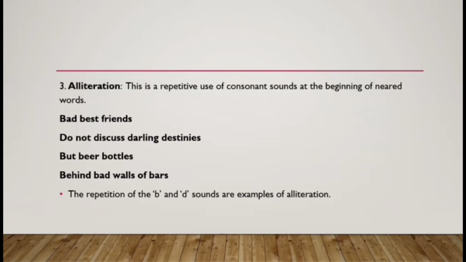Alliteration. This is a repetitive use of consonant sounds at the beginning of neared words. Alliteration sounds sweet when the alliterated word is a voiced one. For example, bad best friends do not discuss darling destinies, but bear borders behind bad walls of bars. So the repetition of the B and the D sounds are examples of alliteration.